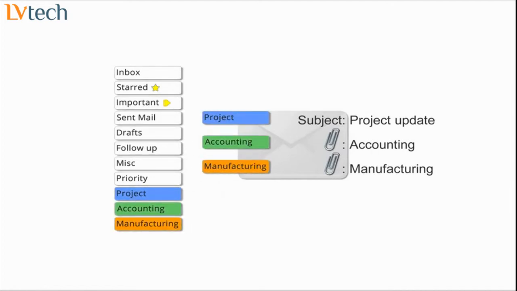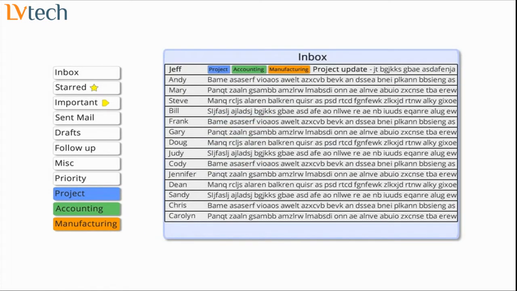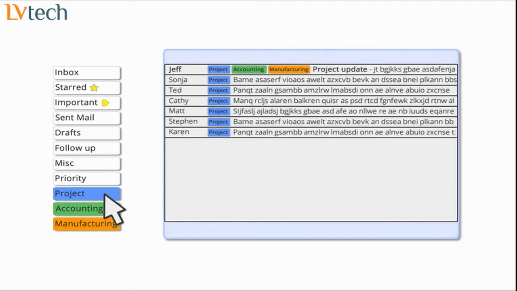Applying color is another great feature of labels. Colored labels help you see which messages are associated with which labels. And whenever you select one of the labels, you can view all the messages associated with it. The message isn't duplicated multiple times, it's just associated with the different labels you apply.